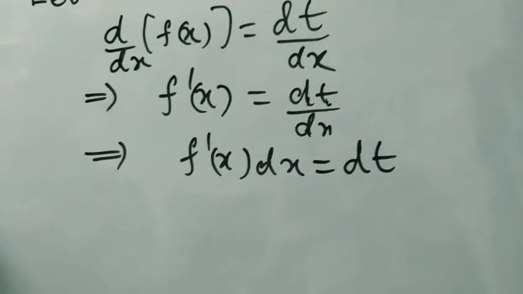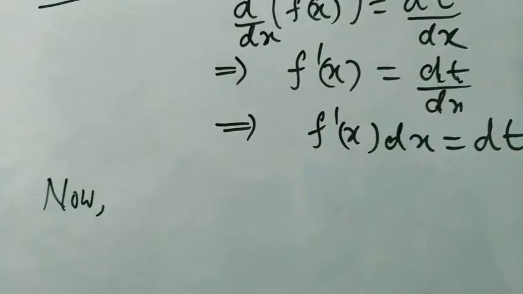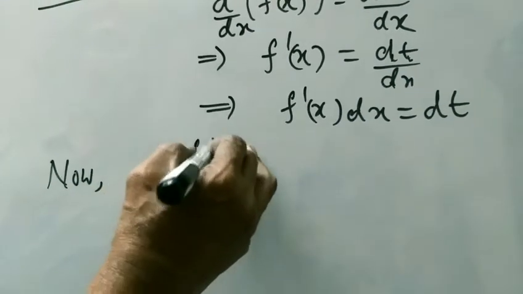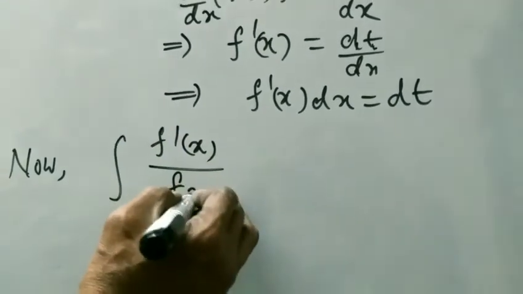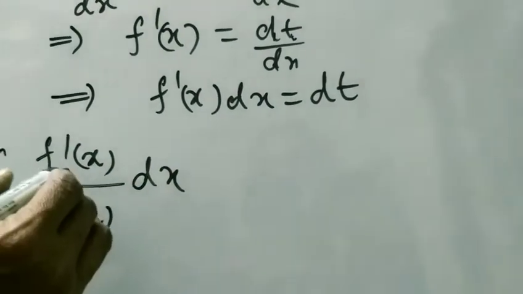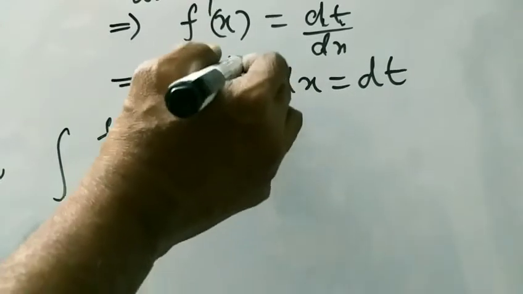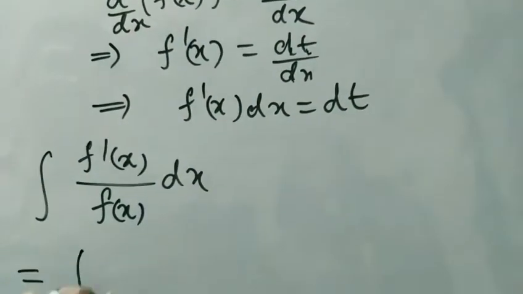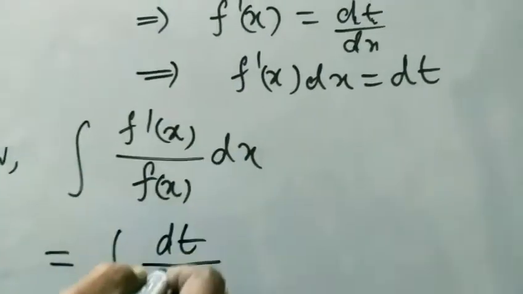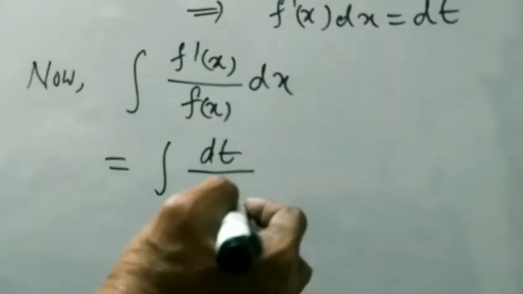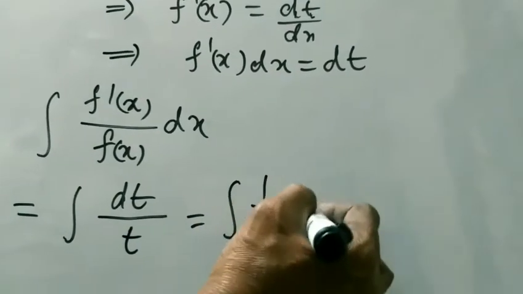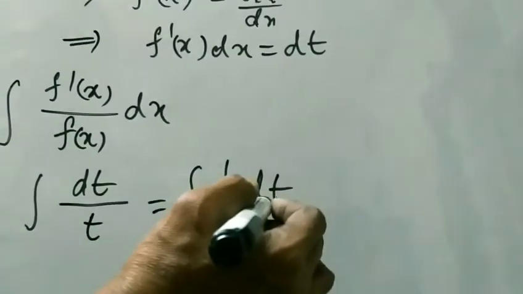Now, integral of f dash of x by f of x dx. We already know f dash of x dx is equal to dt, and f of x is equal to t. That means here we have integral of 1 by t dt.